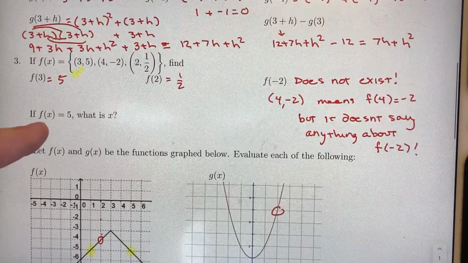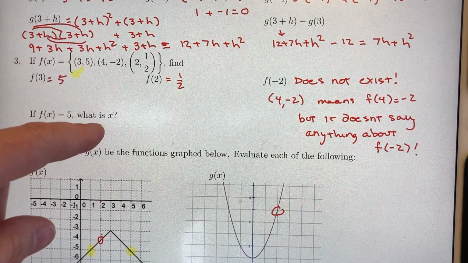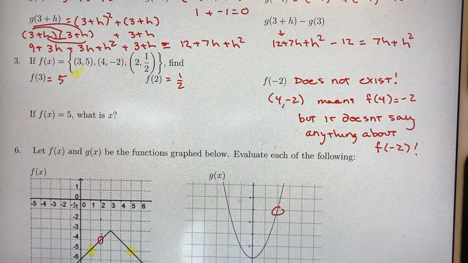And I completely forgot about this one. If f of x is 5, 5 is the output, x is 3, and I forgot my pen too. So the answer to that one is 3.